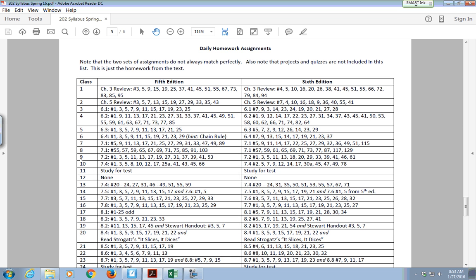All right, so this is just a list of all your homework assignments with problems from the 5th edition and the 6th edition, whichever one you're working out of. Note that the 2 sets of assignments don't always perfectly match. Sometimes there was a problem in the 5th edition that disappeared in the 6th edition, so I picked out an equivalent problem, but they're not exactly the same.